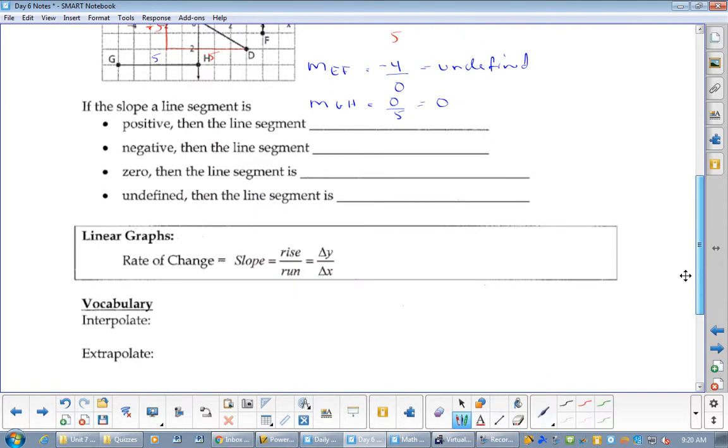So if it's positive, then the line segment rises to the right. If you start here, do you see how it rises to the right? If it's negative, then it falls to the right. So you would have this. If it's 0, then the line segment is horizontal. If it's undefined, then the line segment is vertical.